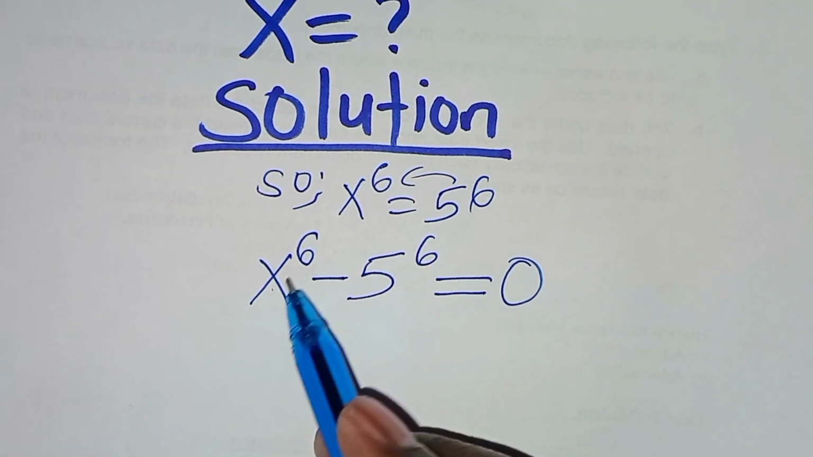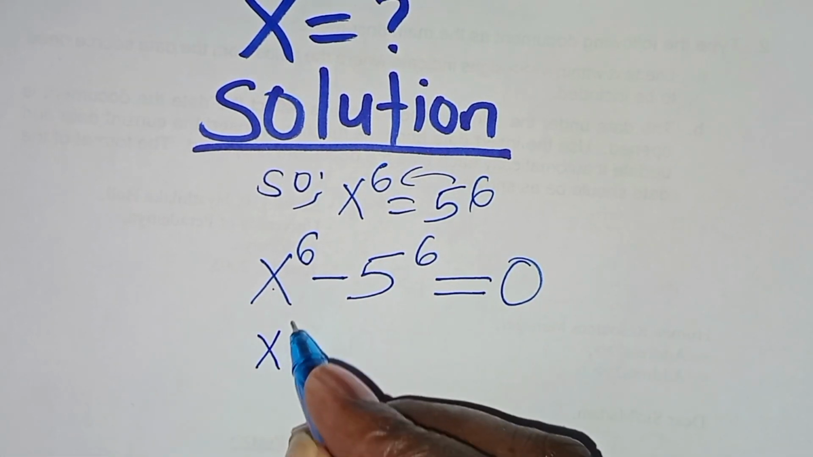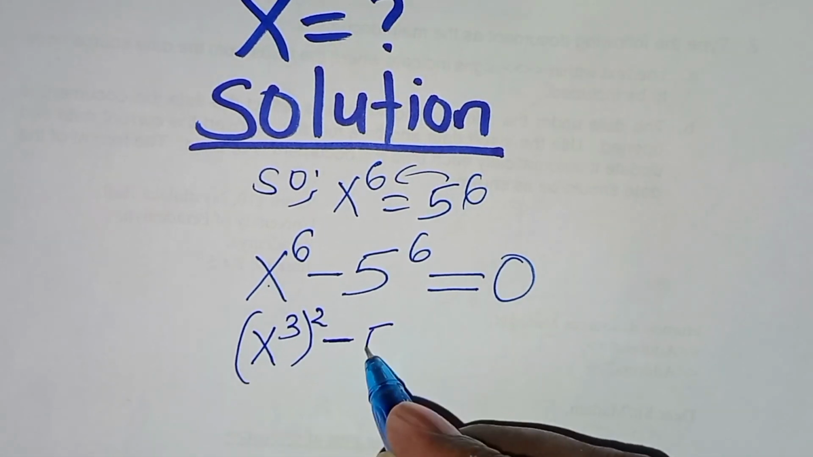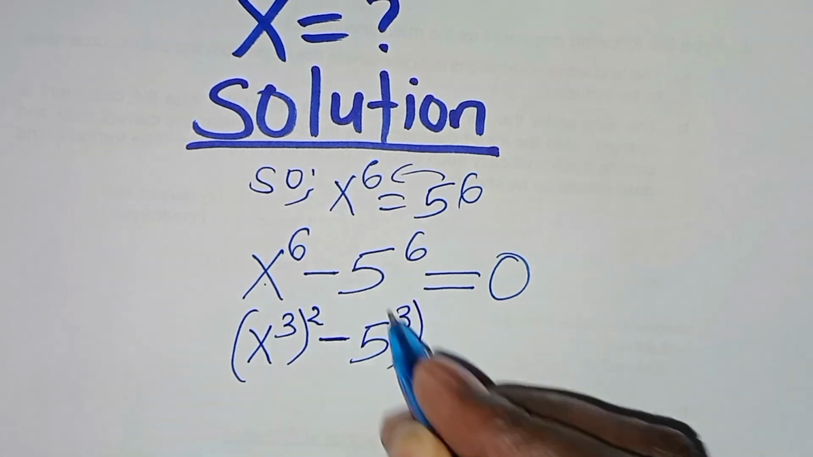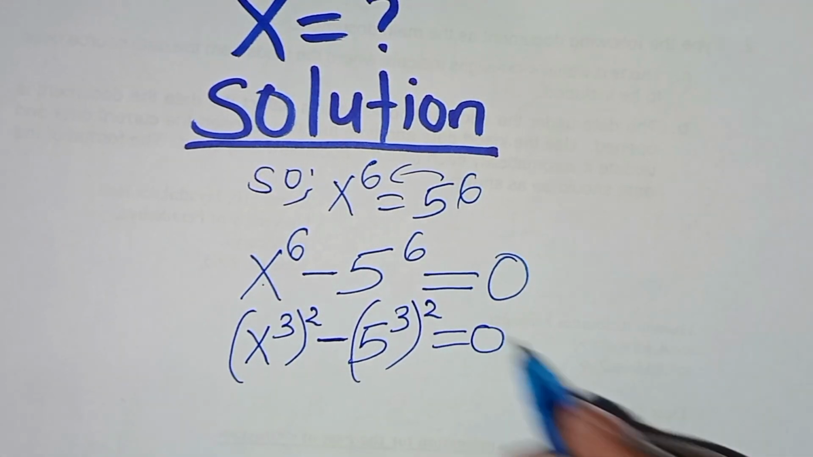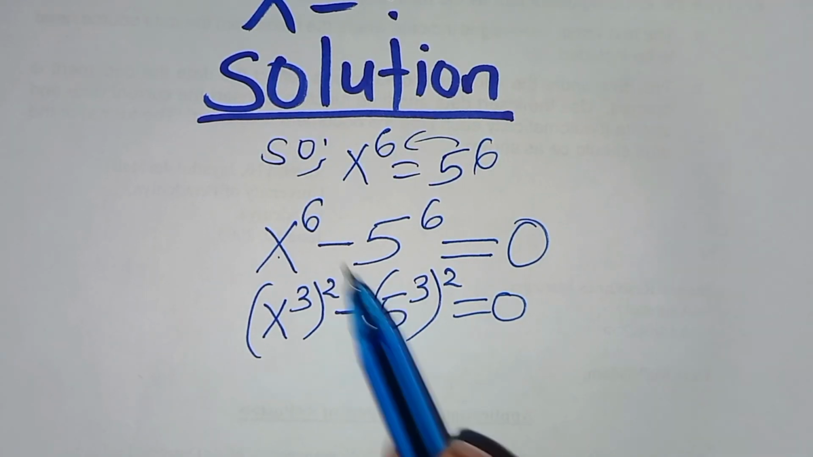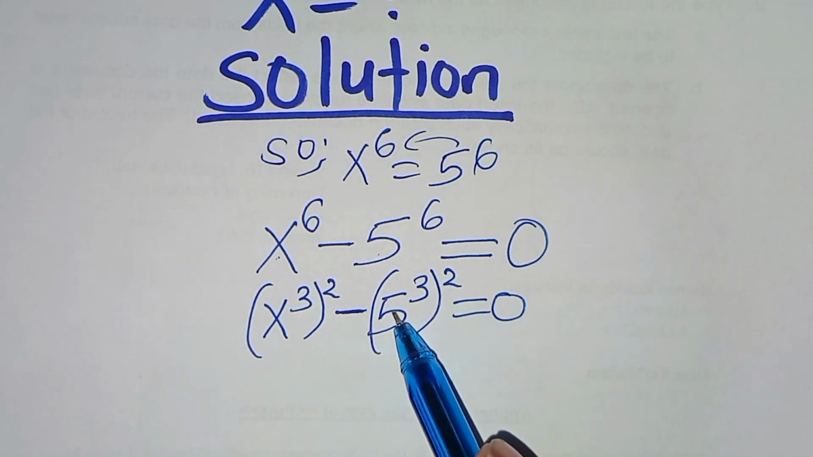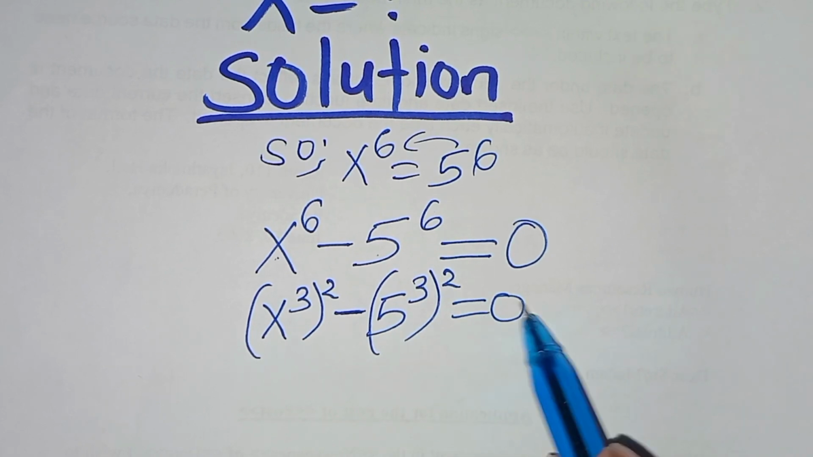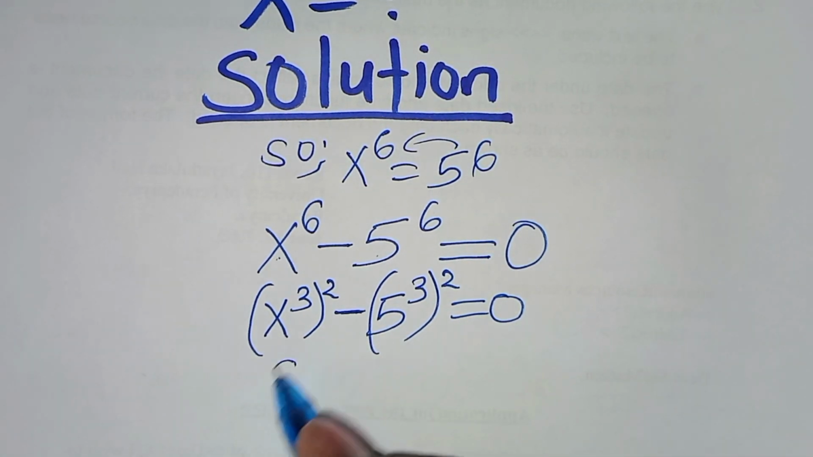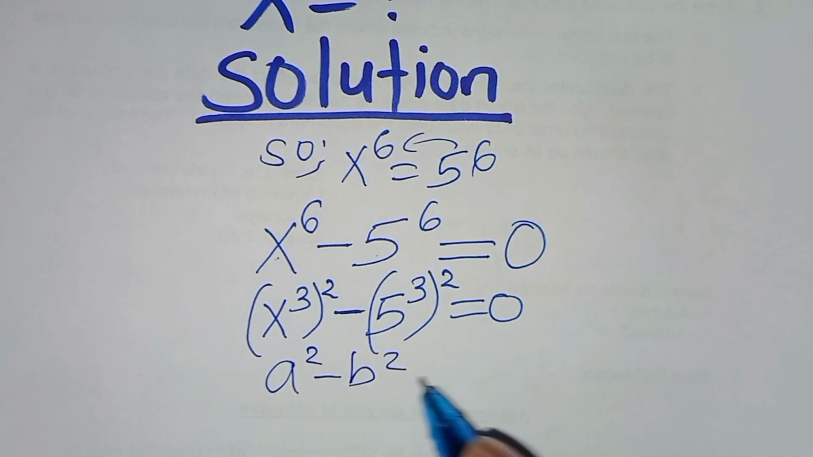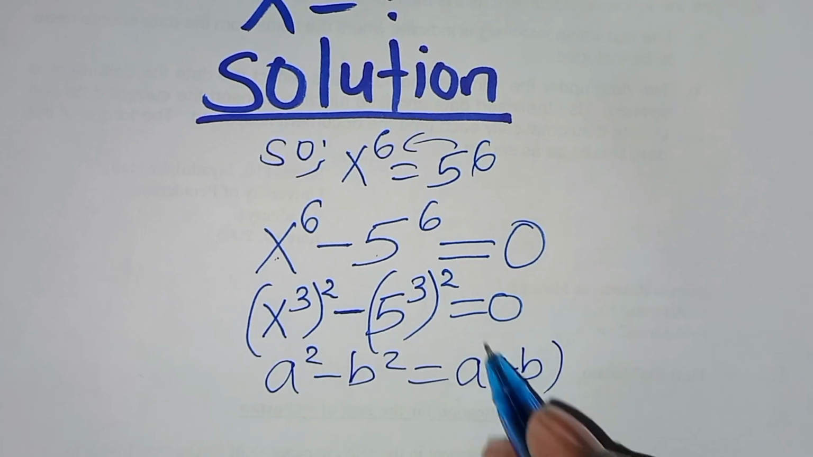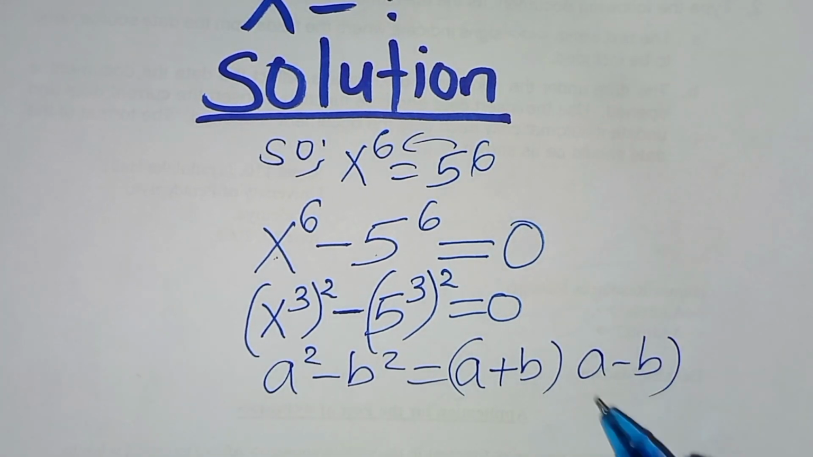Now, we can express x to power 6 as x to power 3 squared subtract 5 to power 3 squared, this is equal to 0. So we are saying we can express x to power 6 as x to power 3 squared, and 5 to power 6 as 5 to power 3 squared. Now, this is actually in the form of a squared minus b squared, which is the difference of two squares, expressed as a plus b, a minus b.